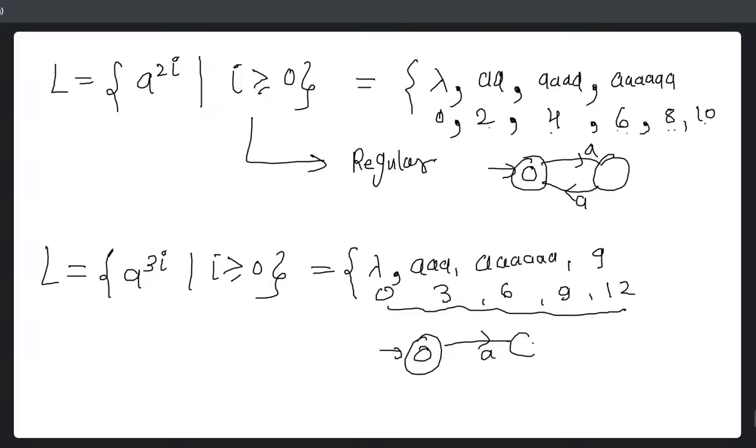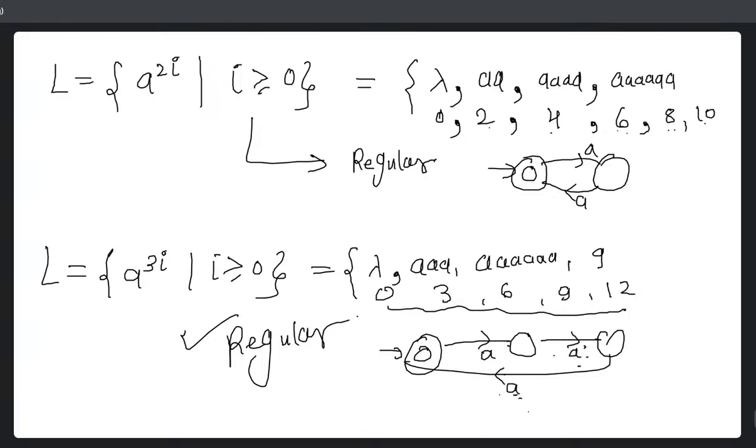Null is accepted; first A, second A, and on third A we return back to the final state. So this is the cycle of 3. 1, 2, 3, 4, 5, 6, 7, 8, 9, 10, 11, 12. On every multiple of 3, it will be on a final state. So this is regular. Got it. In the same manner, if you put any multiple, 3, 4, 5, 6, any language of this type, a raised to 2i, 3i, 4i, 5i, all are regular.